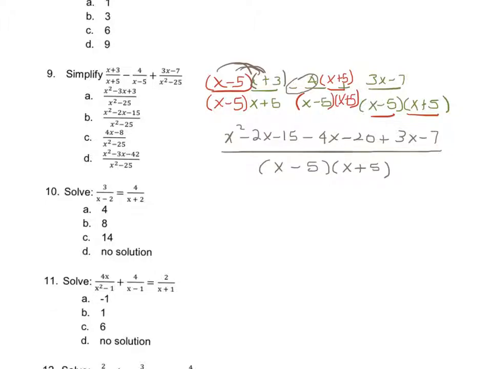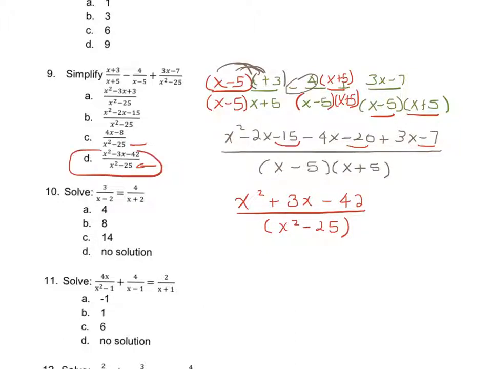So let's look for some like terms on the top. Here's an x squared. He doesn't have anybody like him. Here's a negative 2x, negative 4x, it's negative 6x plus 3, so negative 6 plus 3 is 3x's. And then finally all my constants. It's negative 35 minus 7, negative 42. All over, and if I peek over here at my denominators, they've remultiplied it together, so x squared minus 25. And that looks like answer D.